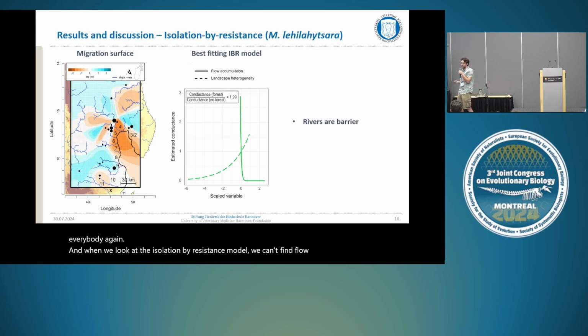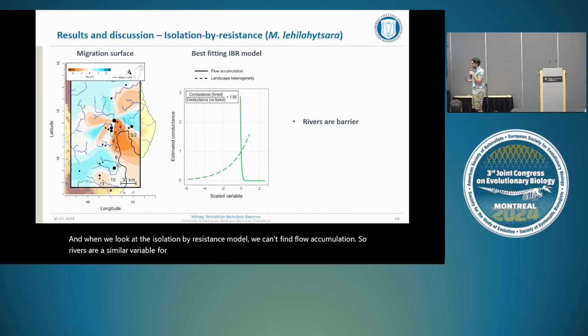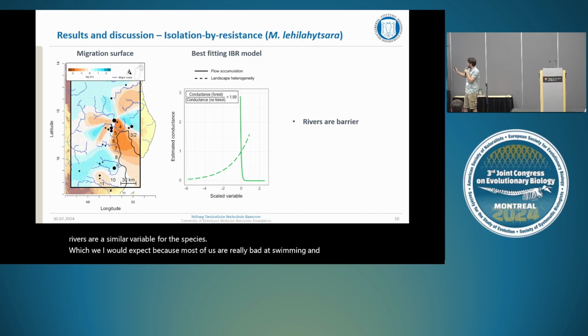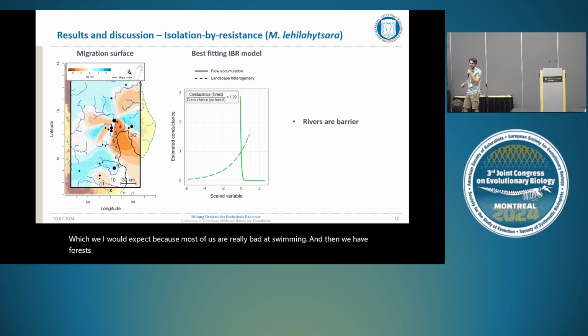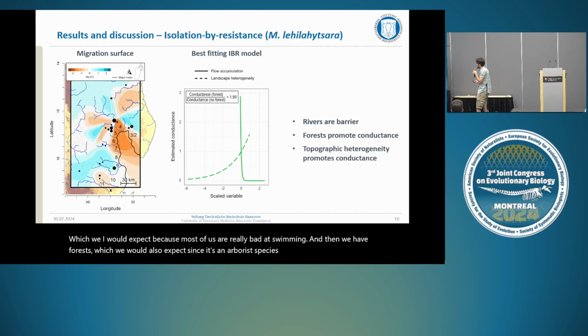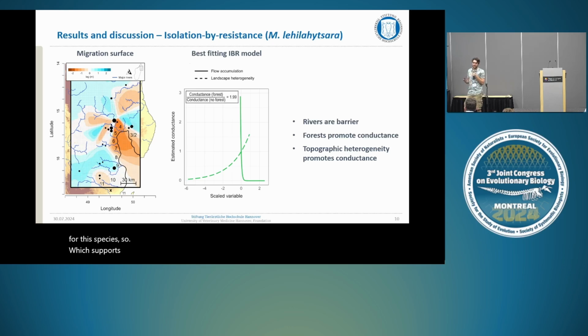So rivers are a similar barrier for this species, which we would expect because mouse lemurs are really bad at swimming. And then we have forests, which we would also expect since it's an arboreal species. And then we also have this topographic heterogeneity in this species. And interestingly, we do not find climatic niche for this species, which supports the hypothesis that this species is much more flexible in traveling around these higher altitude regions.